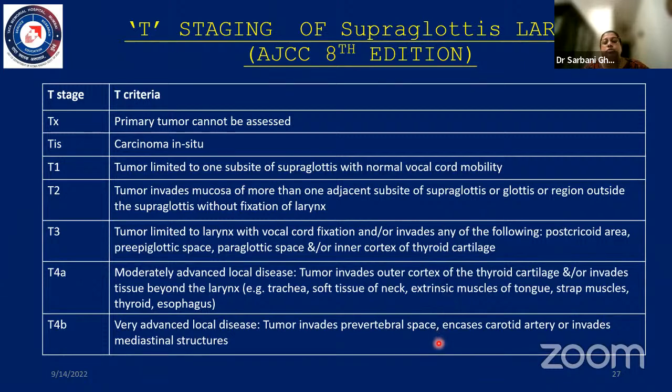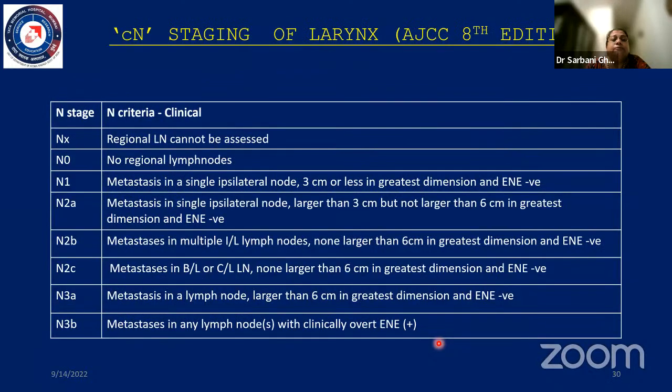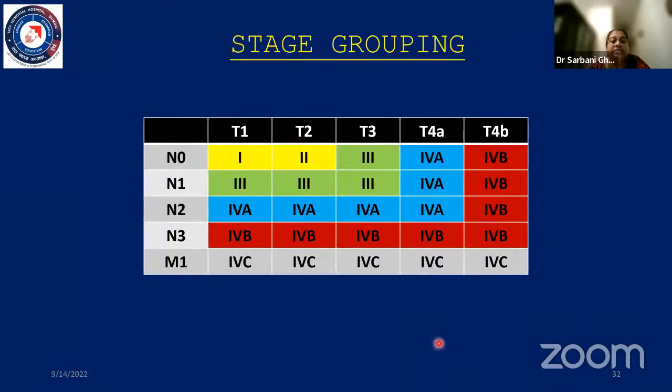And for very advanced disease, of course, it would invade the prevertebral space, or encase the carotid, or invade mediastinal structures. Now, this is for the various subsites within the larynx itself. And this is the N stage. Note the N2A and the N3B stages, which are different from the 7th edition. And this is also about the pathological N stage. So you need to know about this. And this is the stage grouping. So any N1 disease actually would become stage 3, and thereafter it would become stage 4.